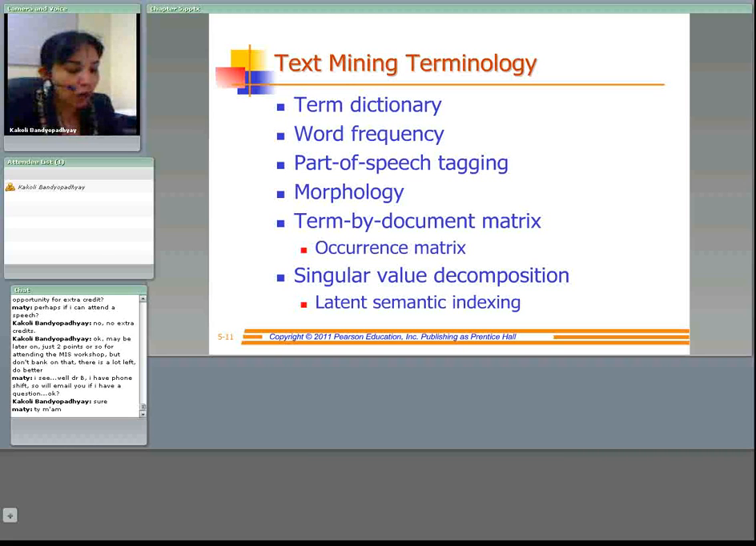Term by document matrix. Relationship between terms and documents. And singular value decomposition. This is a method to reduce the term by document matrix to a manageable size.